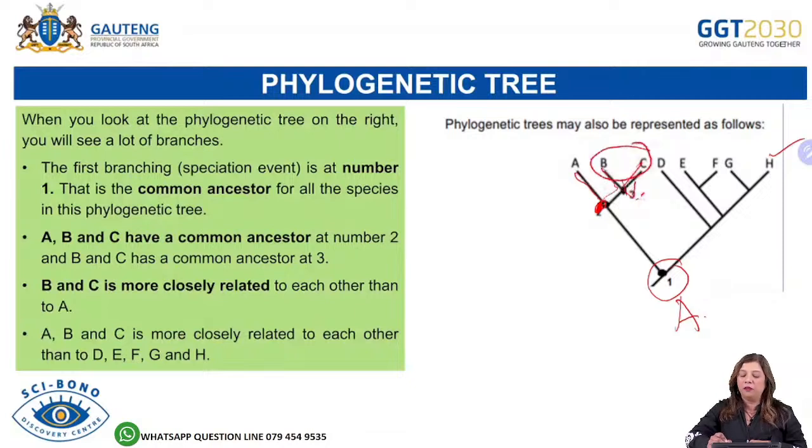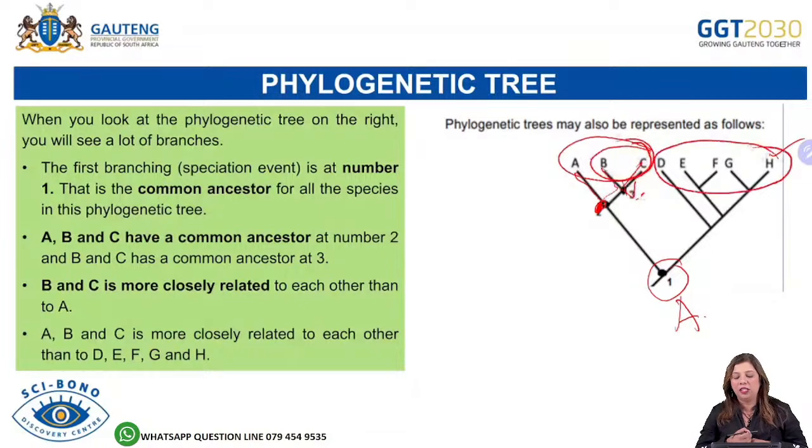And we know that if we look at this phylogenetic tree, we can see that A, B, and C are more closely related than D, E, F, G, and H. Because we can see that they are more closely related. Their speciation has occurred on a closer level and they share common ancestors here.